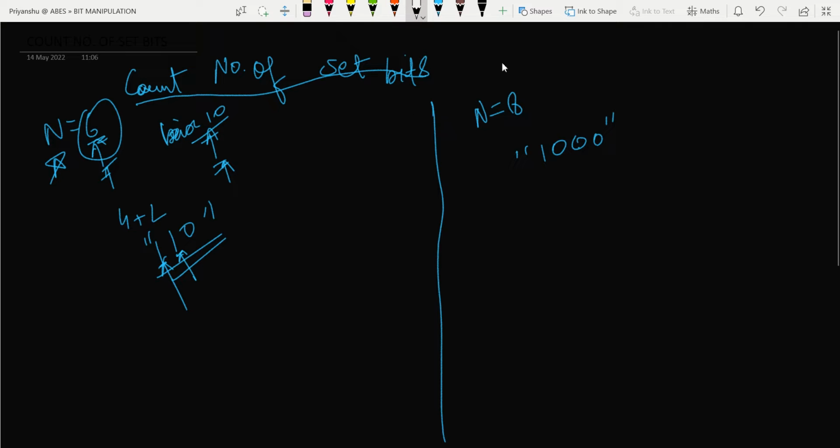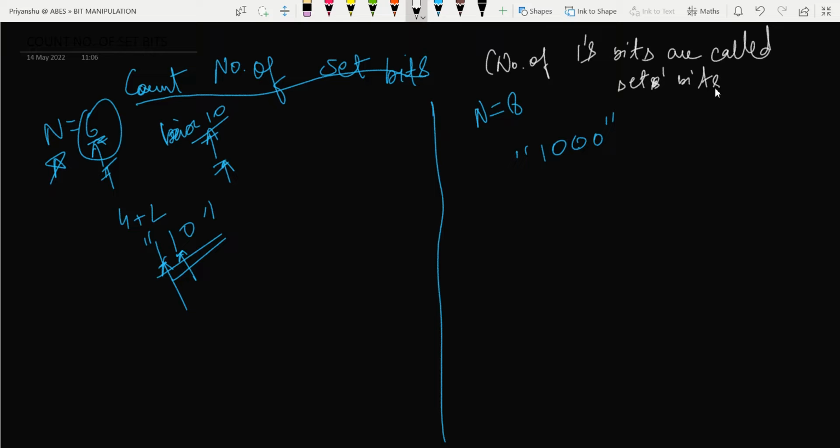So I write it somewhere. Number of set bits are called number of ones bits. Ones bits are called set bits. So we have to calculate the number of set bits in the binary representation of the given number.